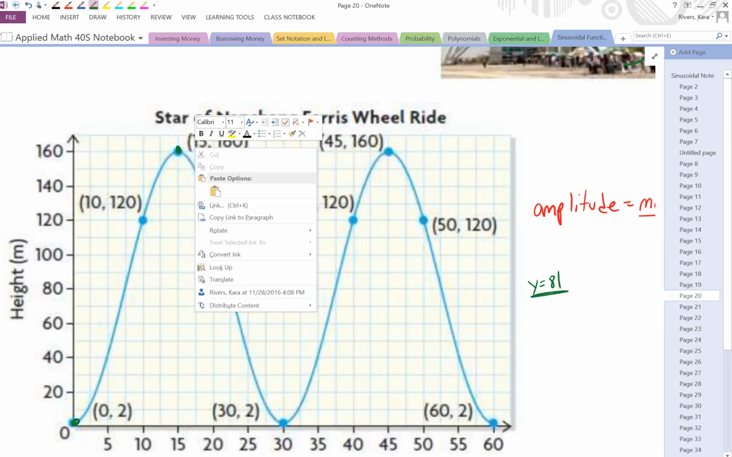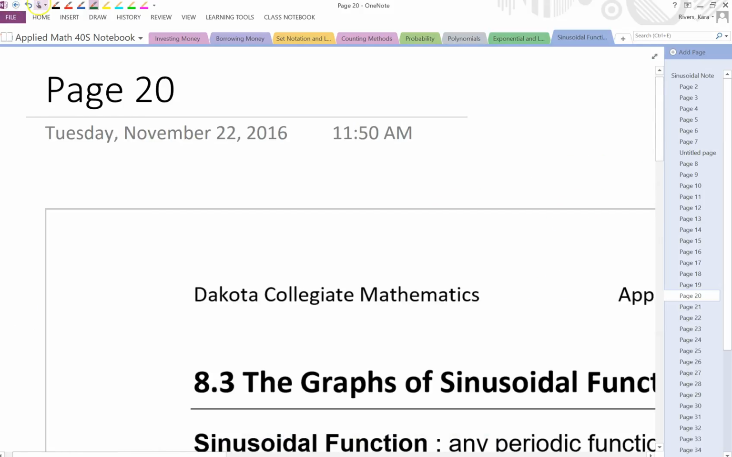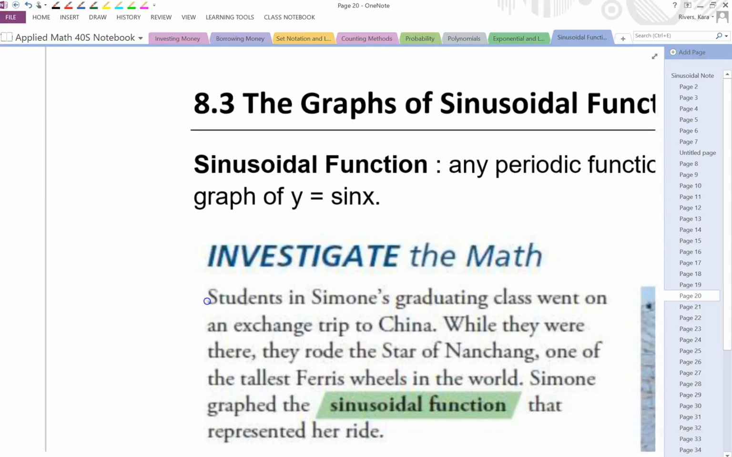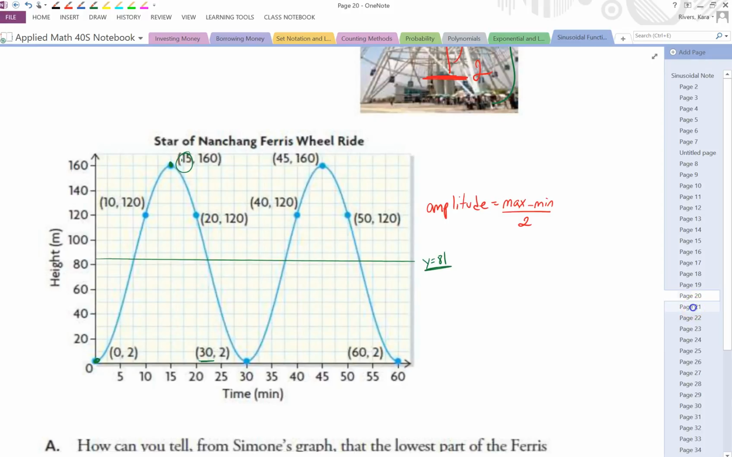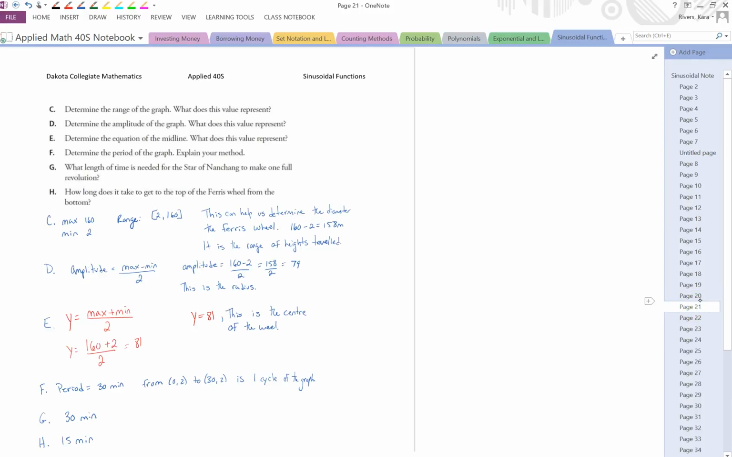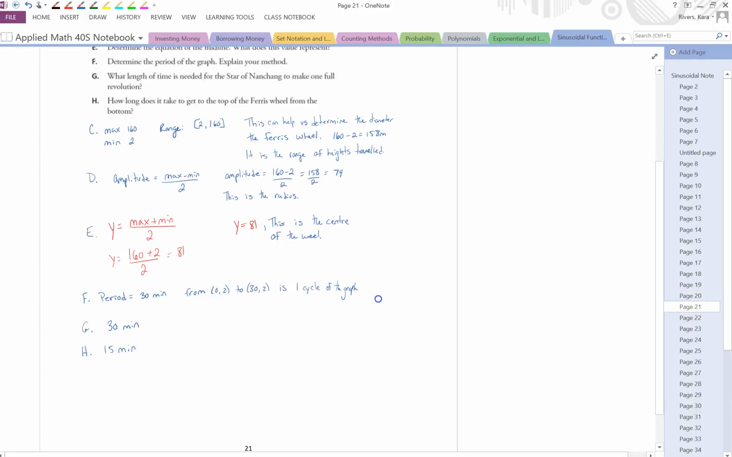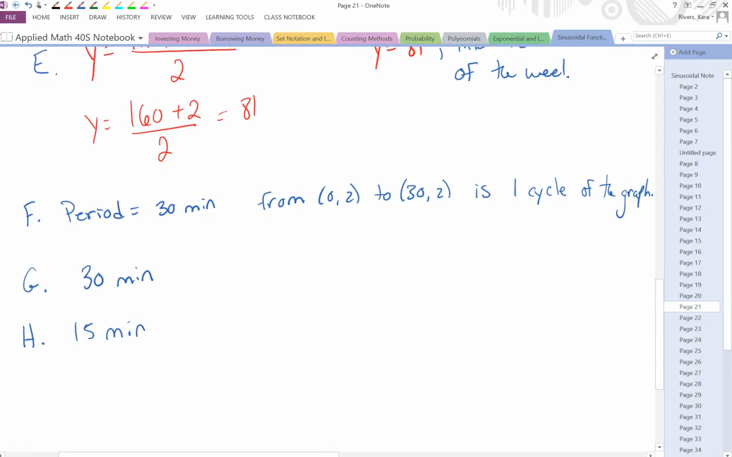So, whoops, I erased my line there. Sorry. There it is. Okay, so the question here, they're saying how long does it take to get to the top from the bottom, and that would be in 15 minutes.